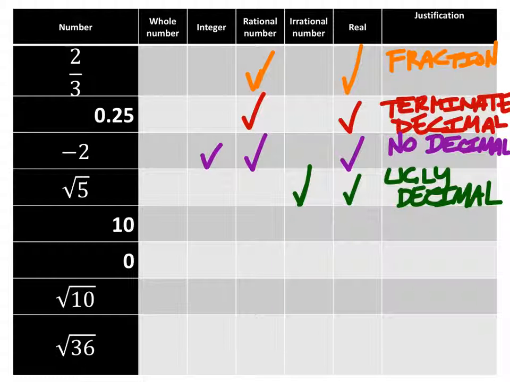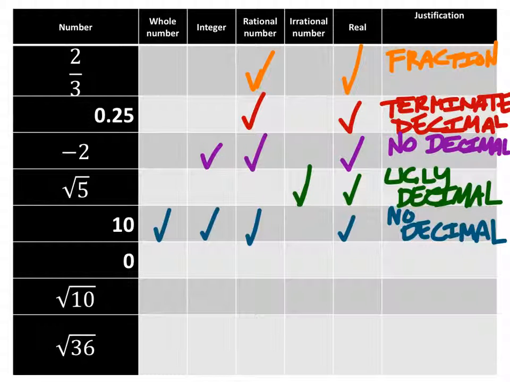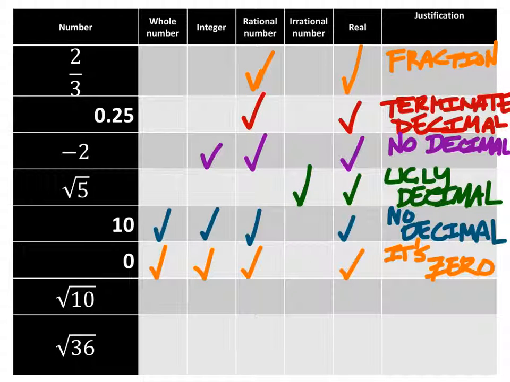So 10. 10 is not negative, it has no decimal, so we know it's a whole number, it's an integer, it's rational, and it's also real. Again, why? There's no decimal on this one. 0. 0, we know from the list, is a whole number. It's an integer, which means it's rational and also real. The justification? It's 0.